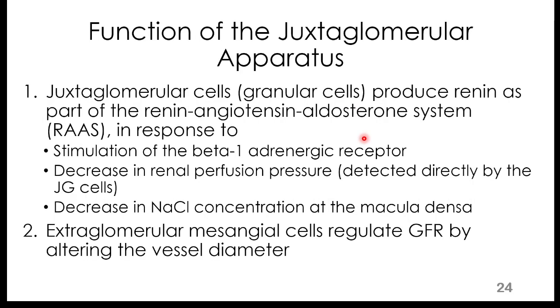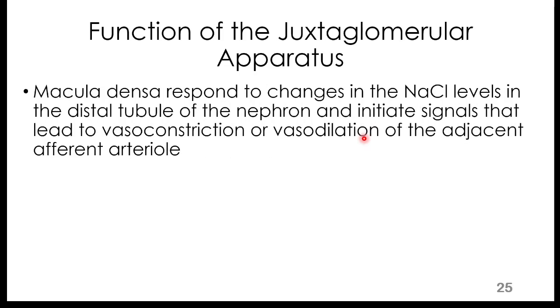So the function of the juxtaglomerular apparatus: the juxtaglomerular cells, also called granular cells, produce renin as part of the renin-angiotensin-aldosterone system. All right. The extraglomerular mesangial cells regulate the glomerular filtration rate by altering the vessel diameter. As I said earlier, they can contract and cause vasoconstriction, whereas the macula densa cells respond to changes in the sodium chloride concentration in the distal tubular fluid.